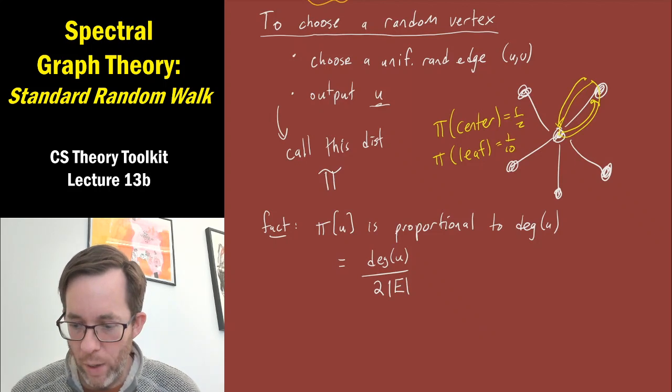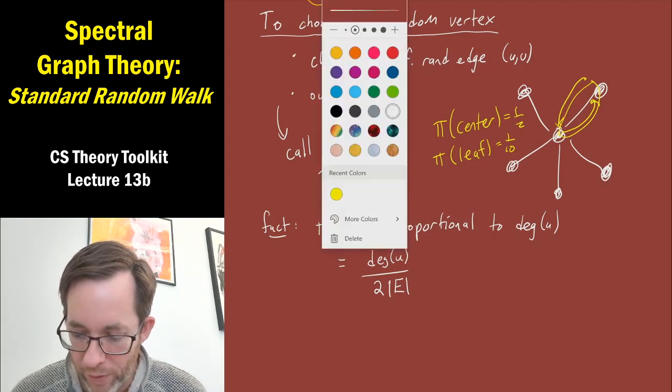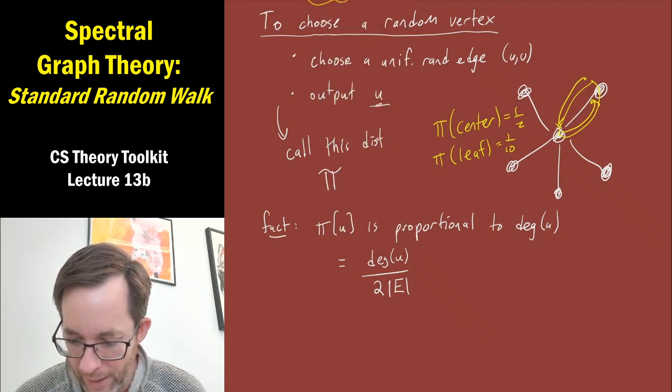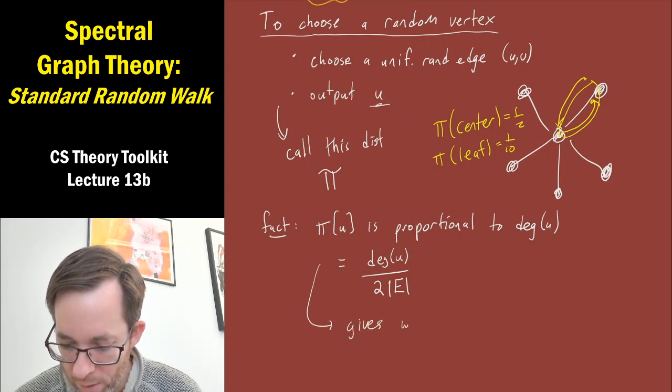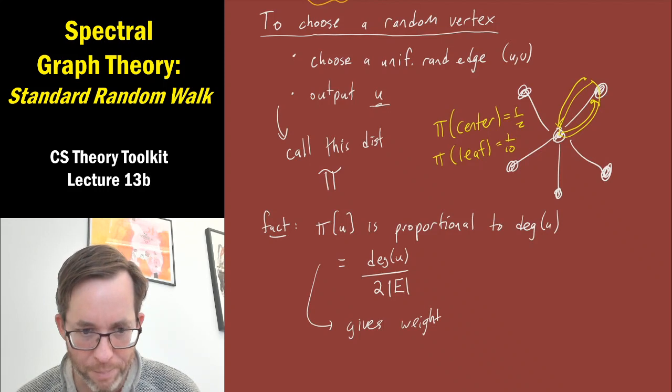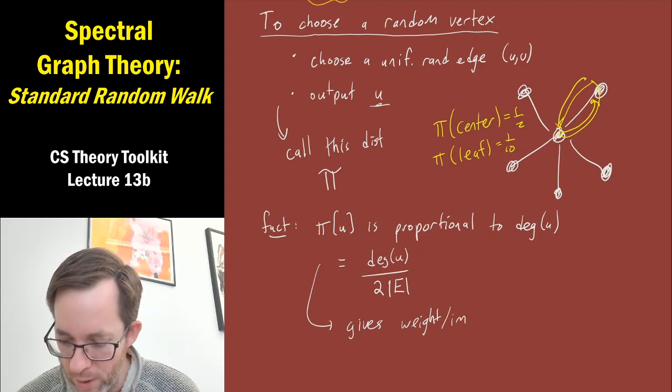So as I mentioned, the way to think about this is that this gives a weight to each vertex, which is somehow a measure of importance for the vertex.